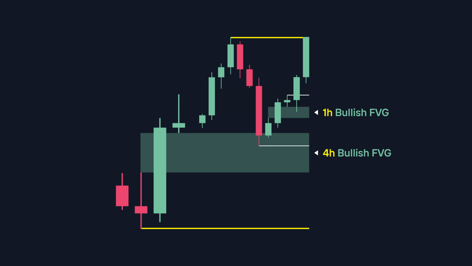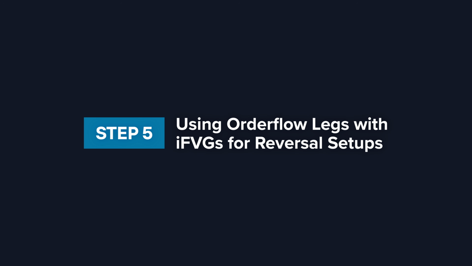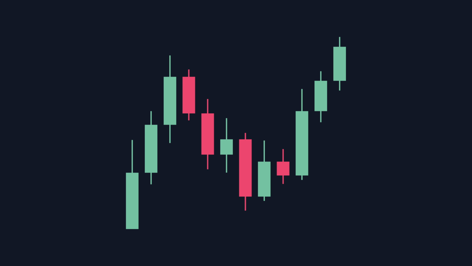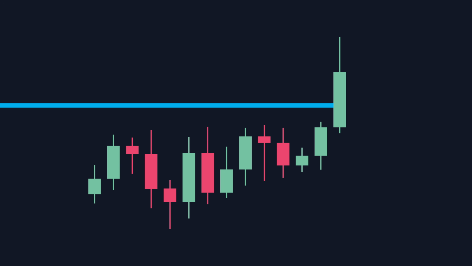But there is also another useful way that order flow legs can be used, which moves us on to our next step, which covers how order flow legs that contain iFVGs can be used for reversal setups. Here we have a 4-hour chart where the market has just attacked this old swing high, which was acting as the current draw on liquidity. And if we zoom in and go down into a lower 15-minute time frame, we can see that we have a bullish 15-minute order flow leg that was created during the attack of the previous high.